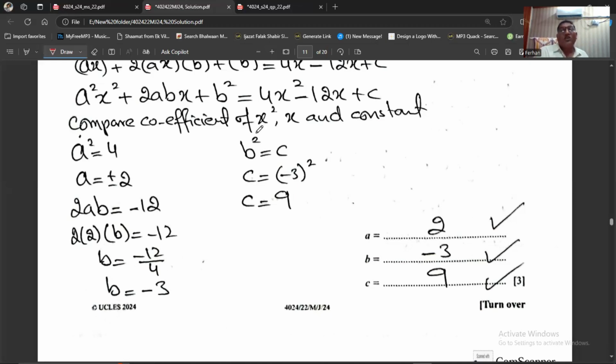Then we will compare the constant terms. The constant term here is b square. The constant term here is c. So b square is equal to c. So c will be equal to, b value is minus 3, we will take its square. So c will be 9.